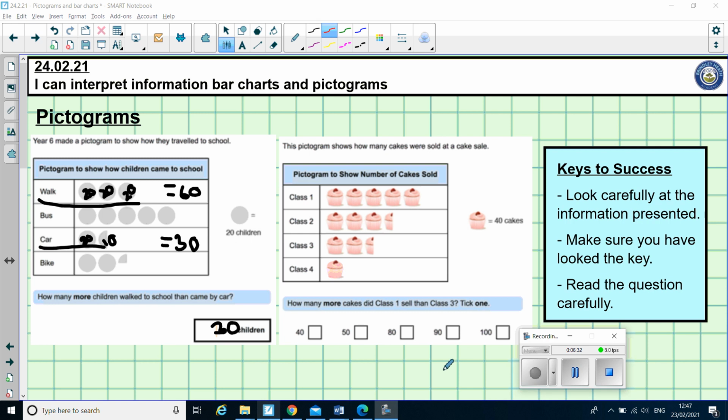Okay, so we're looking at class 1 and class 3. So class 1, I need to know how many cakes. So I've got 40 and 4, so I could label these 40, 40, 40, 40, and 40. So 40 add 40 is 80, add another 40 is 120. Add another 40 is 160, add another 40 is 200.